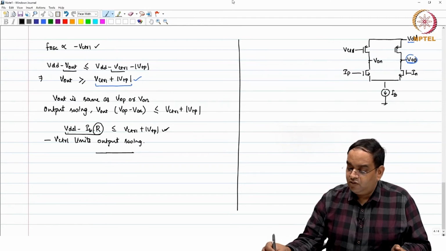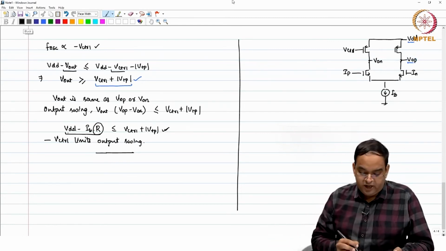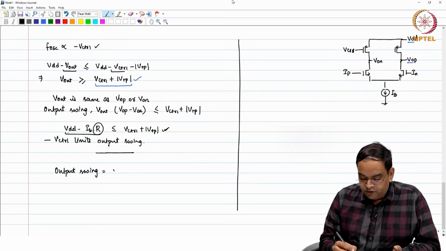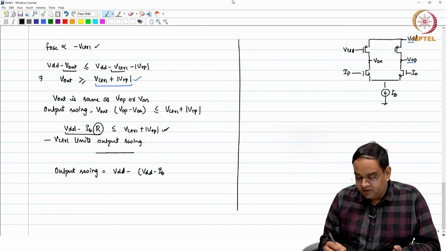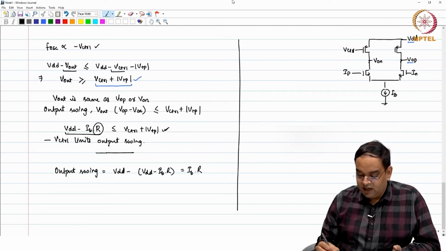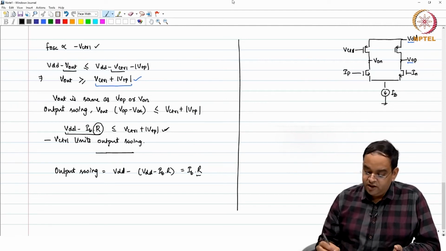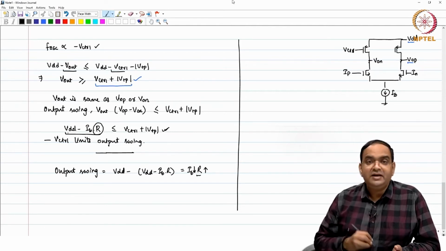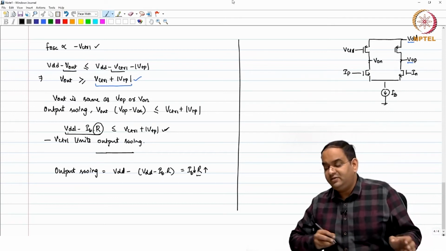So, what we need to do, if we want to have our output swing, is VDD minus IB times R. This is what we have. So, if our R varies for the frequency, we have to vary IB in the opposite direction. If R increases to reduce the frequency, then we should reduce IB such that the output swing remains fixed.